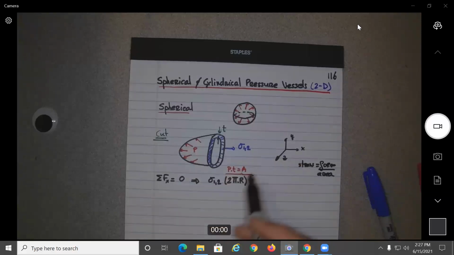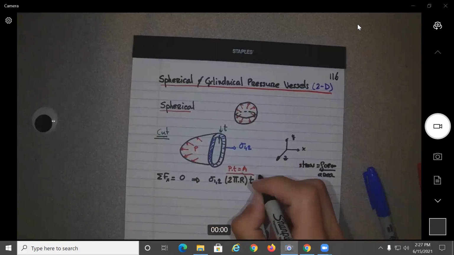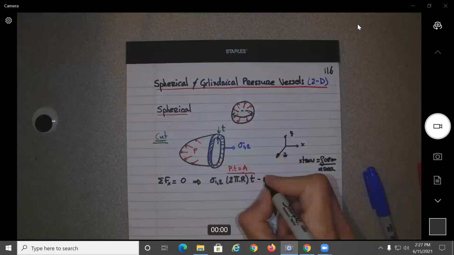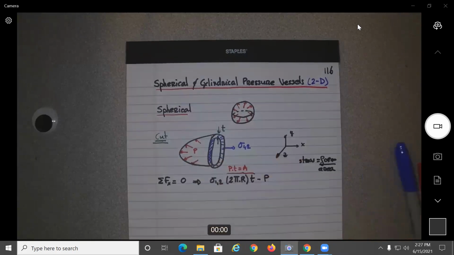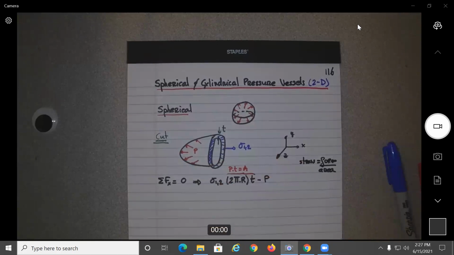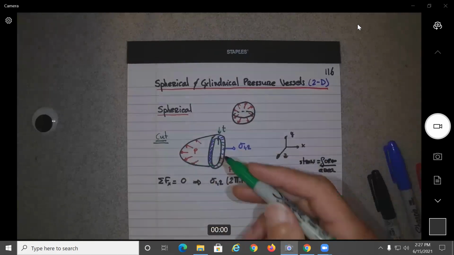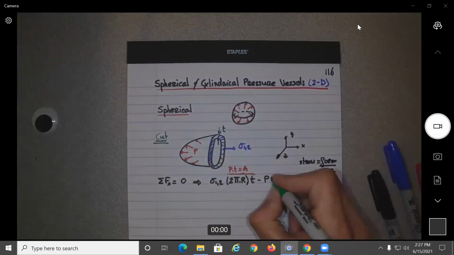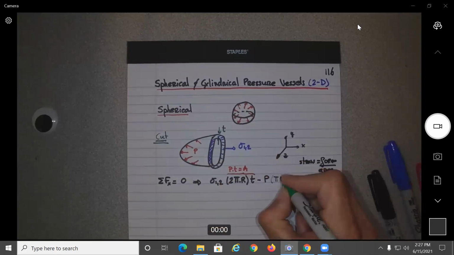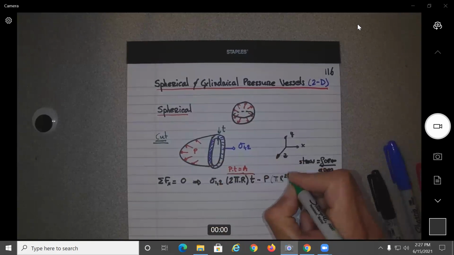So this one is positive. Now minus the pressure P, that would be acting, if you think about it, like a disk over here. You put a disk of pi r squared.